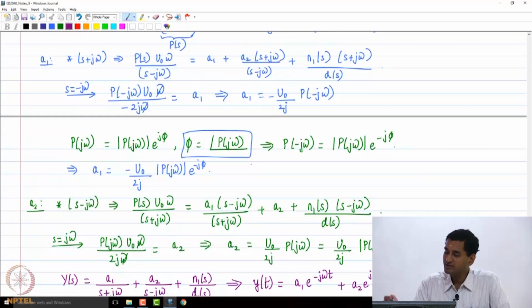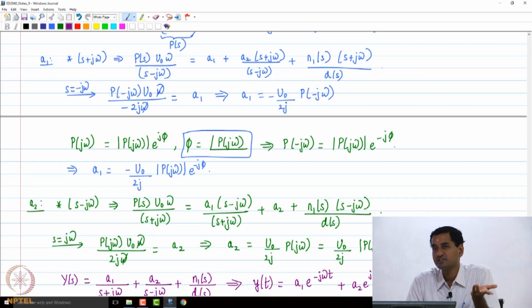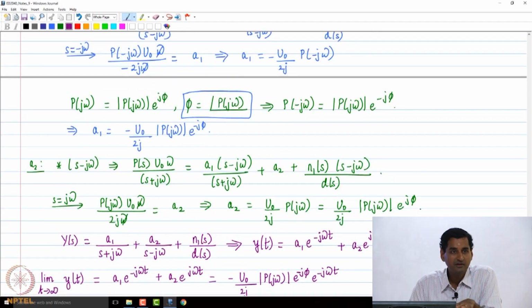P of minus jω is the magnitude of P(jω) times e^(-jφ). See, the magnitude is the same, right? Because P(-jω) will be the magnitude of P(-jω) times e^(-jφ), but the magnitudes remain the same. It does not matter whether it is P(jω) or P(-jω). That is how we got the magnitude of P(jω) to be common.